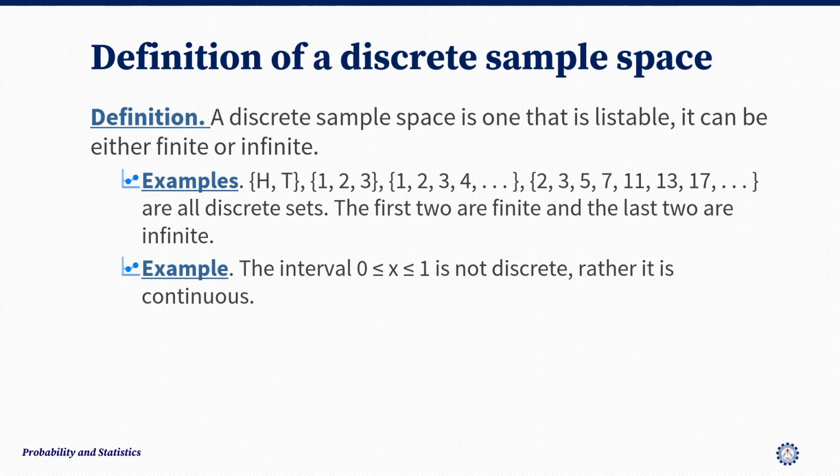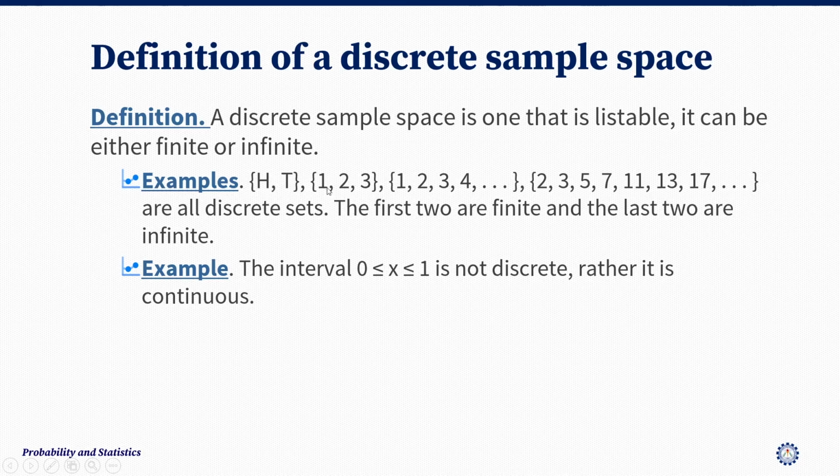Now for the definition: a discrete sample space is one that is listable. It can be either finite or infinite. For instance, examples of discrete sets are H and T for heads and tails, 1, 2, 3, then 1, 2, 3, 4 and so on, and 2, 3, 5, 7, 11, 13, 17 and so on. These are all discrete sets.